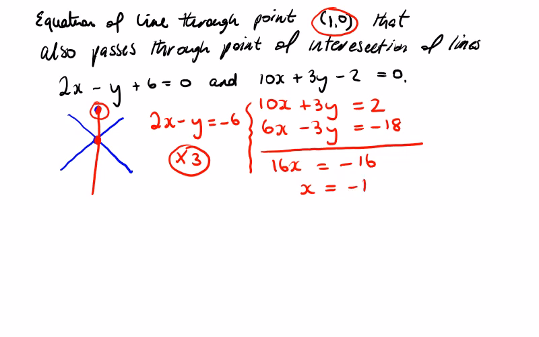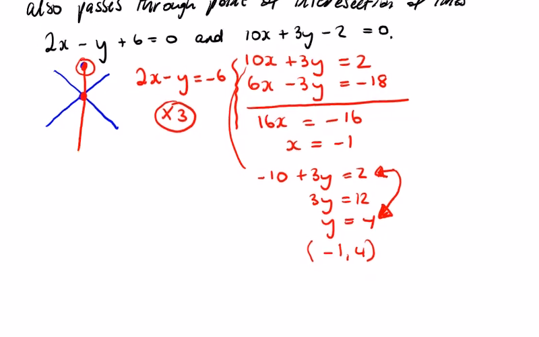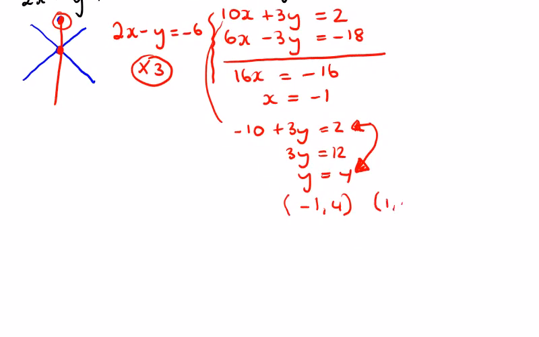So putting x into any of the equations, 10 by minus 1 is minus 10, plus 3y is equal to 2. So 3y is 12. So you can see that y is going to be 2 plus 10, or 12 divided by 3, which is 4. You could see it up here, 2 plus 10 divided by 3 is 4. You could jump to this line at this stage if you wish. So the point of intersection is minus 1, 4. We have our other point, 1, 0. And now we need the equation of this line here.